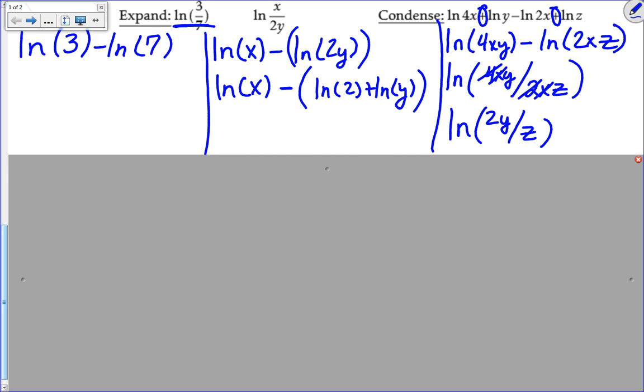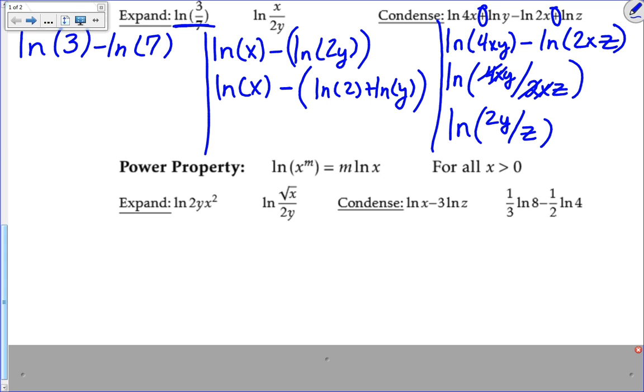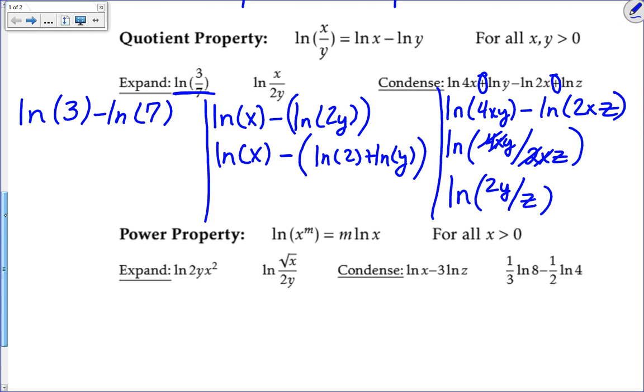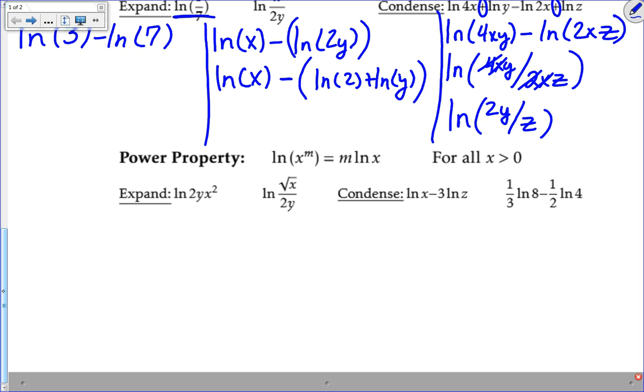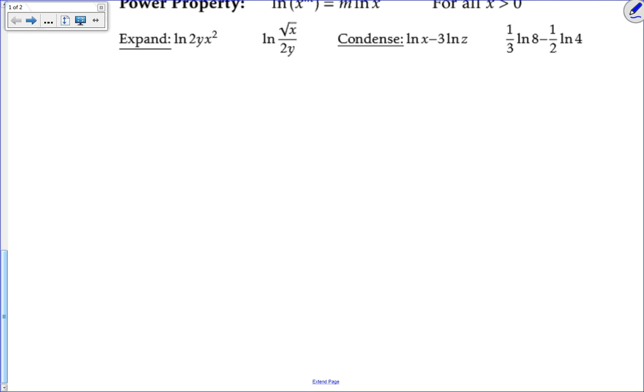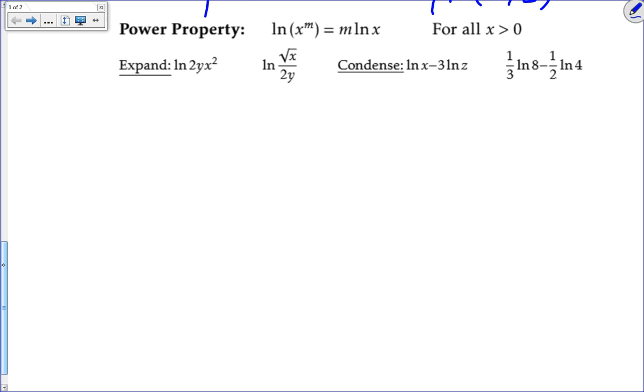Great. All right, last property. So we had the power property of logs, right? Now we're going to talk about the same thing with natural logs. So it's saying here, if we have the natural log of some number x raised to a power m, all we can do is take that power and stick it out front. Okay? So we can just move the powers around.